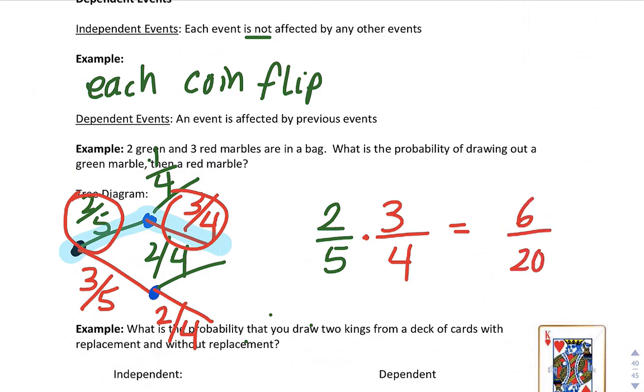And you can reduce the fraction or change it to decimal or a percent, which I will do here. So I get my calculator working. Okay, all right, so we have 6 divided by 20. Okay, so it's a 30% chance of that happening.